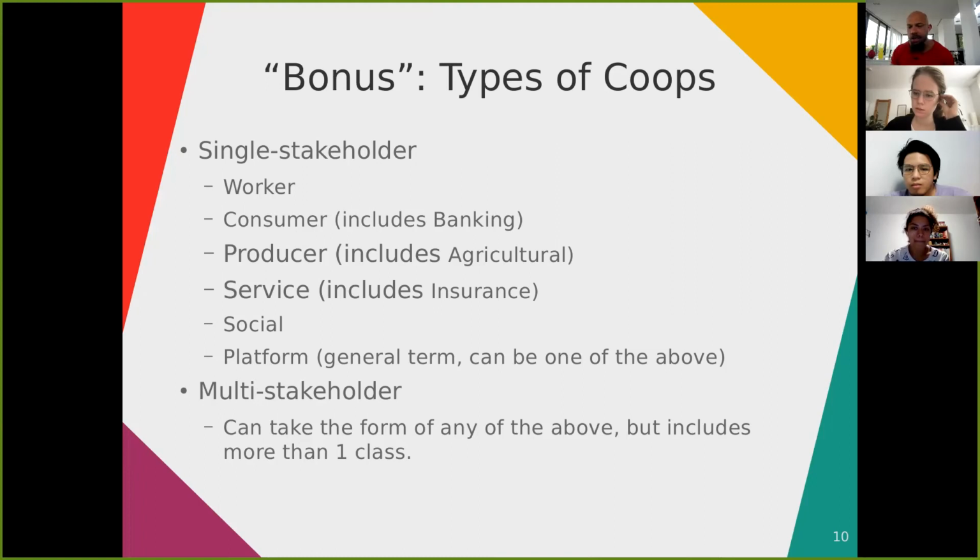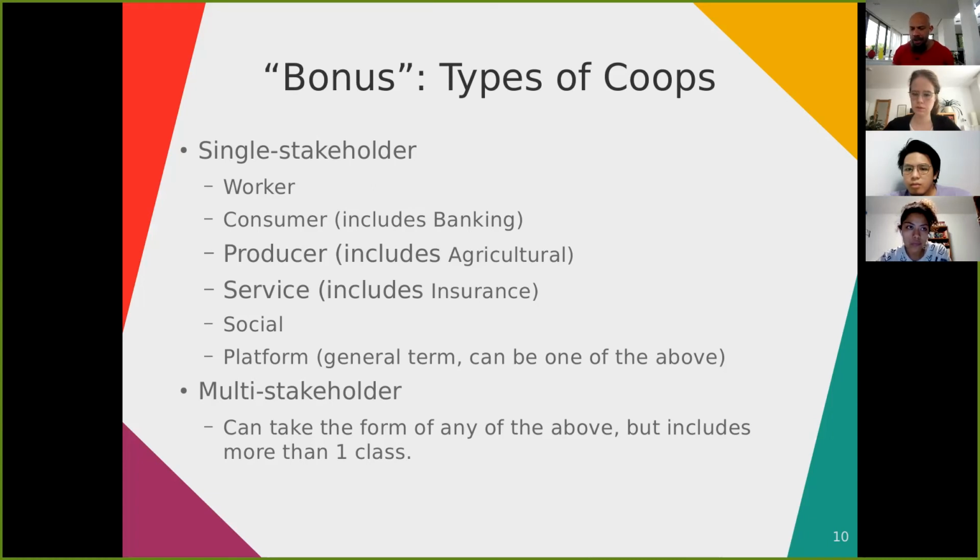And other things, food delivery, taxi, or ride share. There's Fairbnb, which is basically a competitor to Airbnb, except that it's a democratic platform and things like this. So it's a very broad term. The members can be users, they can be workers, they can even be municipalities. So the multi-stakeholder model, as I say, can take the form of any of the above, but includes more than one class.